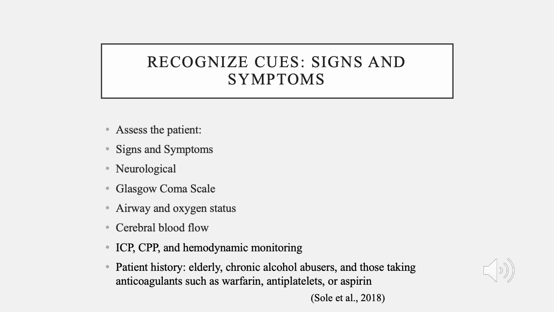The way to recognize cues with subdural hematoma is to assess the patient. We want to look at the signs and symptoms, do a neurological examination, the Glasgow Coma Scale, check their airway and oxygen status, cerebral blood flow status. We'll also look at intracranial pressure, CPP, and hemodynamic monitoring.